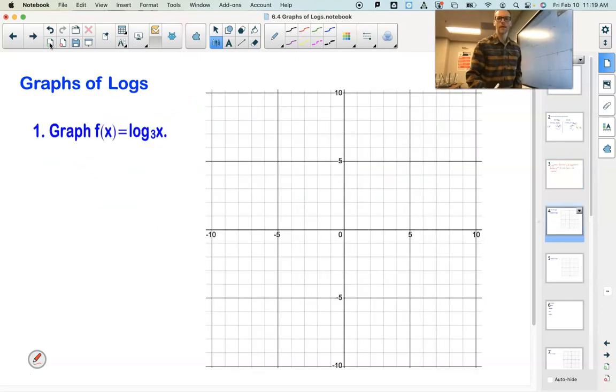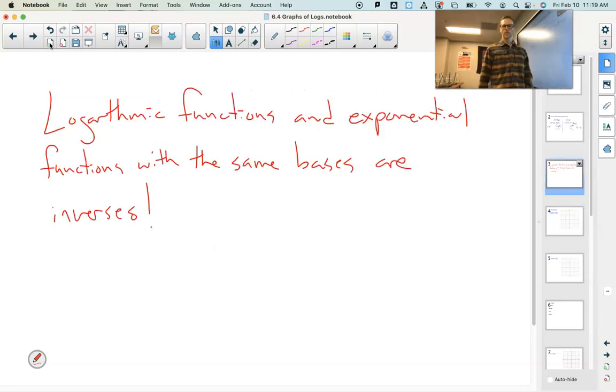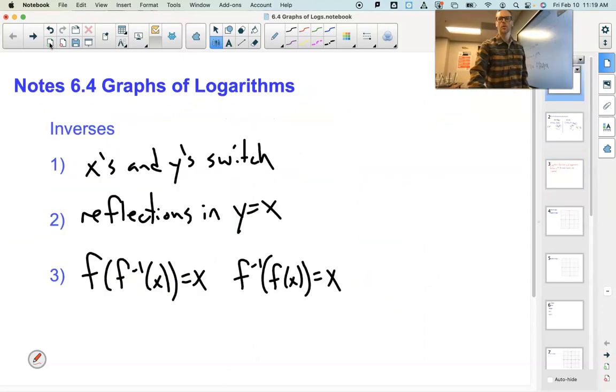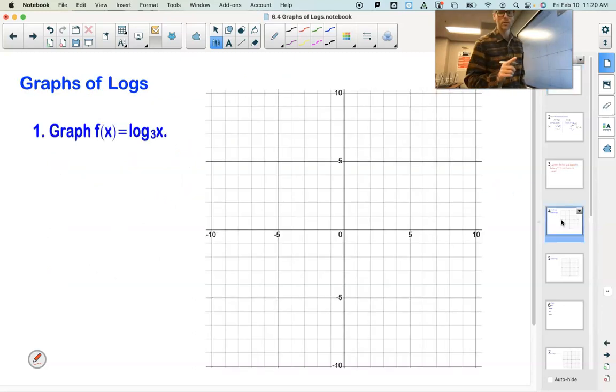So, my next example here is to graph f of x equals log base 3 of x. Well, how are we going to do that? What does this have to do with this statement right here? Well, let's go back to this. What do we know about inverses? We can find inverses by switching x's and y's. They're reflections in the line y equals x. So here's what I'm going to do.